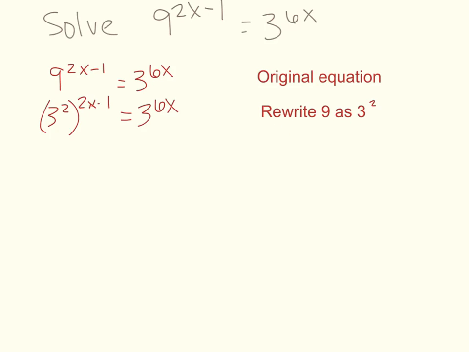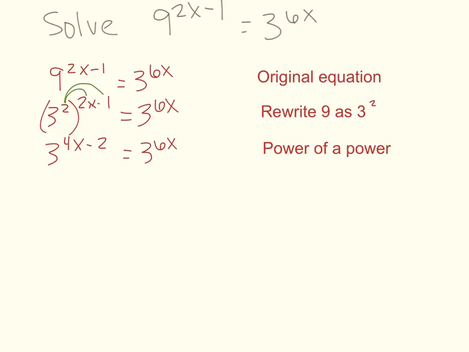Now that we have the same bases, let's get rid of these parentheses because it looks kind of funny. When we have a power to a power, we multiply. We have to remember in this case that this whole thing right here is a power. So we're going to have to multiply this 2 by the 2x and this 2 by the -1, making sure we do both of those things. And we would get 3 to the 4x minus 2 equals 3 to the 6x power. The reason again is it's a power of a power.